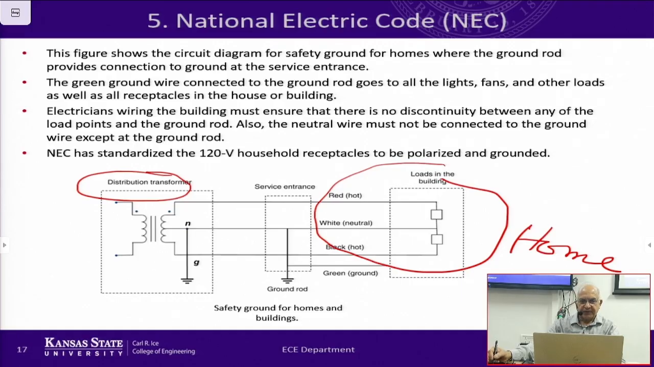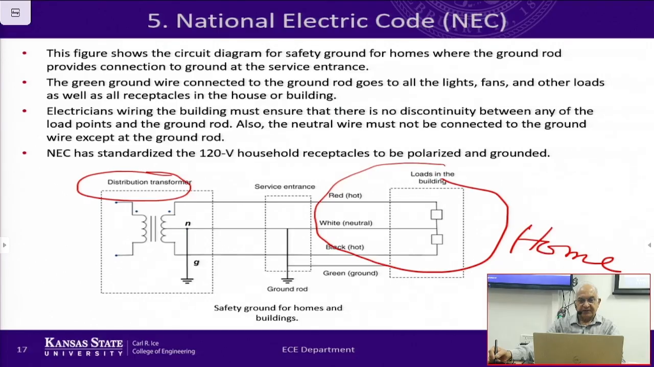we have color coding here. Red is hot, black is hot. There are two live wires, and the neutral is the white wire. So if you check a house inside the US, you would open the thing, you'll find three wires: black, red, and white. White is the neutral. And the neutral is grounded at the substation, at the service entrance here.